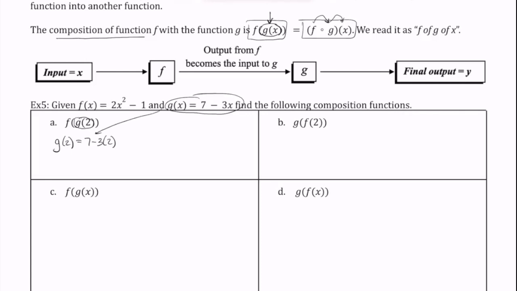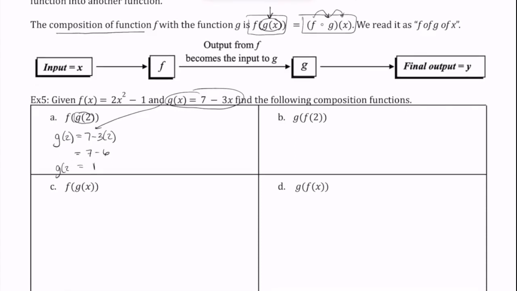I'm plugging in 2 for x, and I'm going to get 7 minus 6, which is just equal to 1. Okay, so g of 2 is equal to 1. So now I'm going to take that 1 and find f of 1. f of 1 is 2 times x squared, which now is 1, minus 1. And then this is just going to be 2 times 1 minus 1, or 2 minus 1, which is 1. So f of g of 2 is equal to 1.